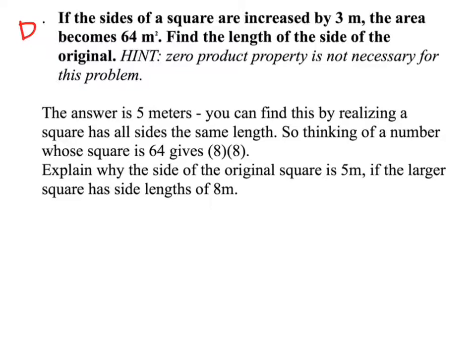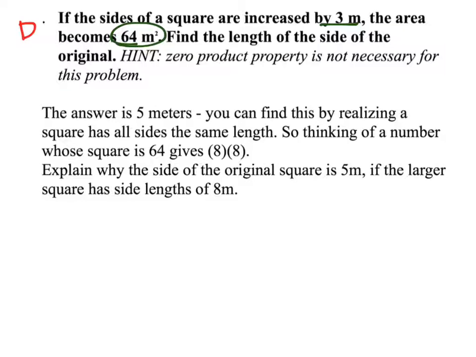D is one of those unique problems in which you don't need the zero product property to find this out. In some cases, we really don't need to use the zero product property. This is an example of one of them, indicating that if the sides of a square are increased by 3 meters, so I'm working with a square that's measured in meters, the area becomes 64 meters squared. So I'm just reading this problem, and I know the area is 64 meters squared, and that the side is increased by 3 meters.